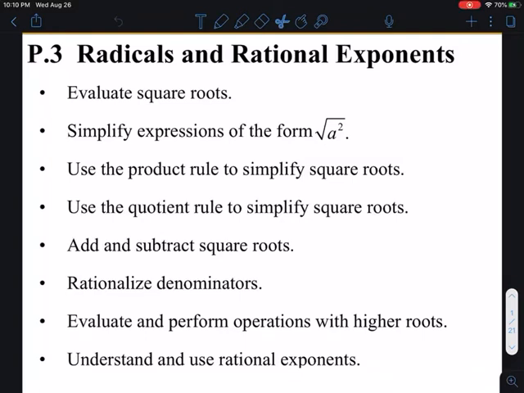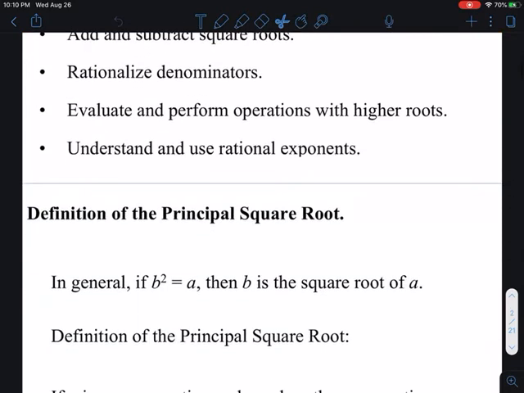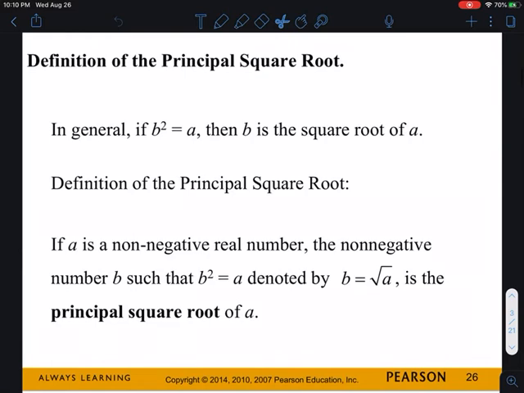Section P3, Radicals and Rational Exponents. Looking at evaluating some square roots, simplifying expressions of the form the square root of a squared, using the product rule to simplify square roots, using the quotient rule to simplify square roots, adding and subtracting square roots, rationalizing denominators, evaluating and performing operations with higher roots, and understanding and using rational exponents. Some of this will be review, and some of it will be a little new.